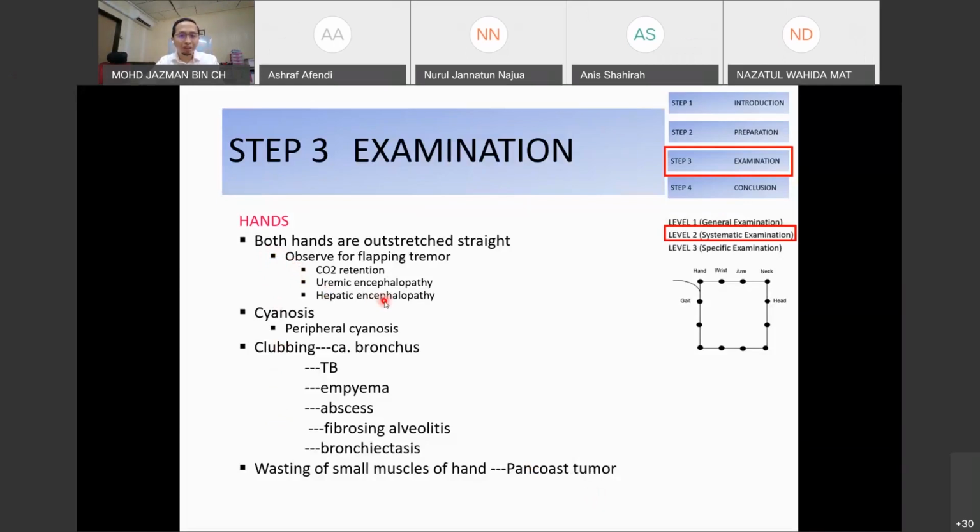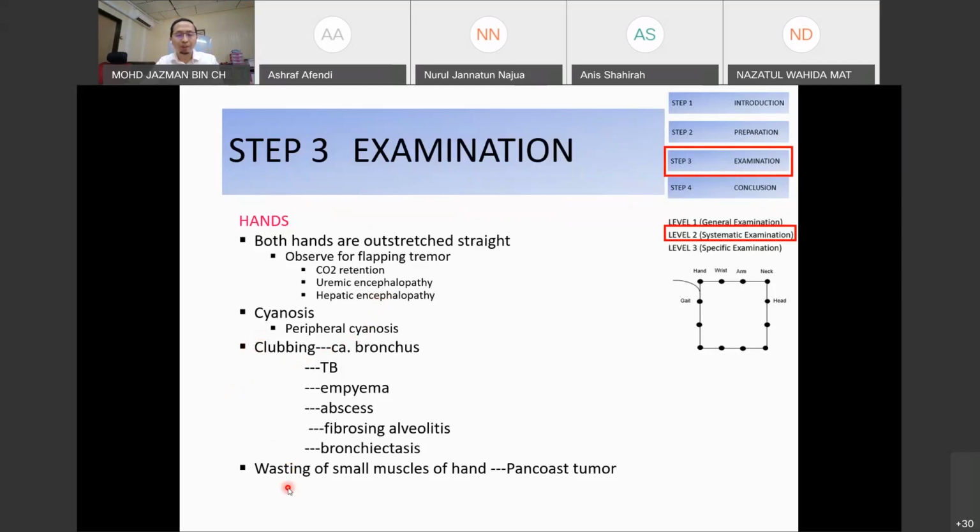Okay, you can also see fine tremor as well. On top of that, you should look for any cyanosis, and you need to examine for finger clubbing. I will be explaining after this. And next, wasting of the small muscle of the hand. This is better evaluated on the dorsal part of the hand. You can see the guttering of the small muscles of the hand better, okay, compared to the palmar side of the hand.